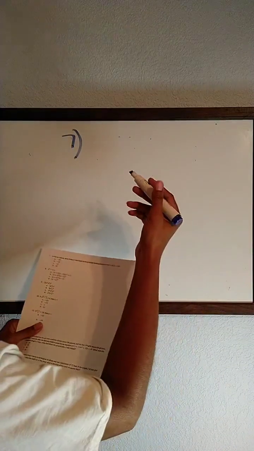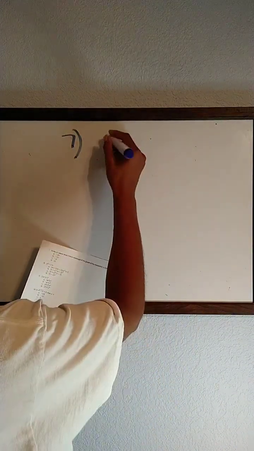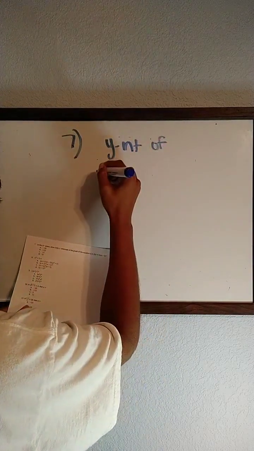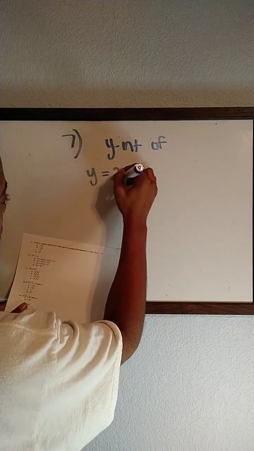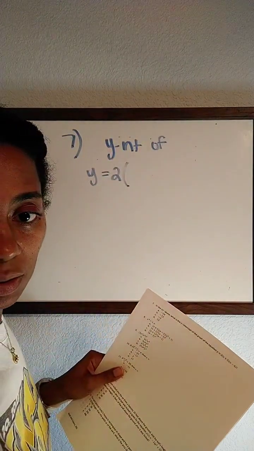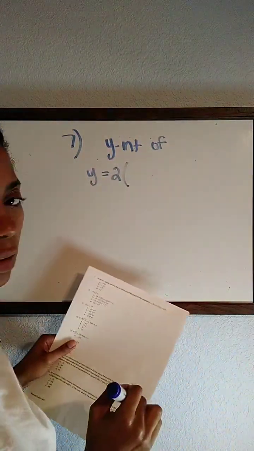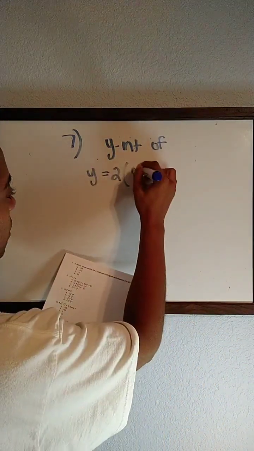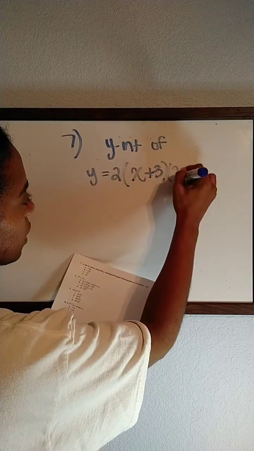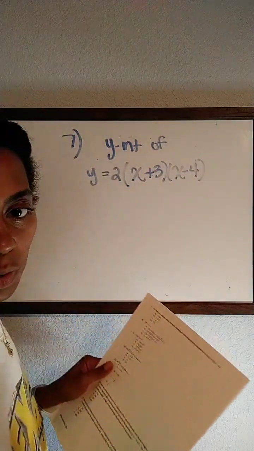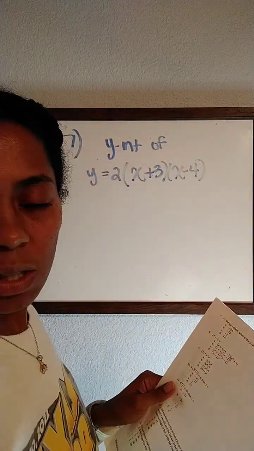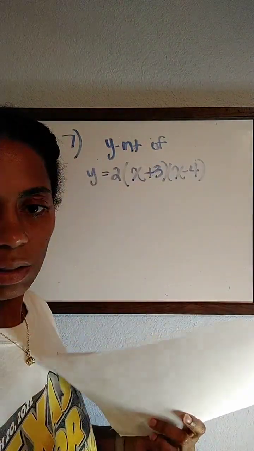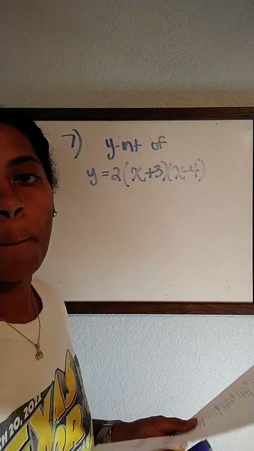So we're looking for the y-intercept of y is equal to 2 times x plus 3 times x minus 4. Can you see that marker? It's a little ashy, huh? You see it? Okay, cool.